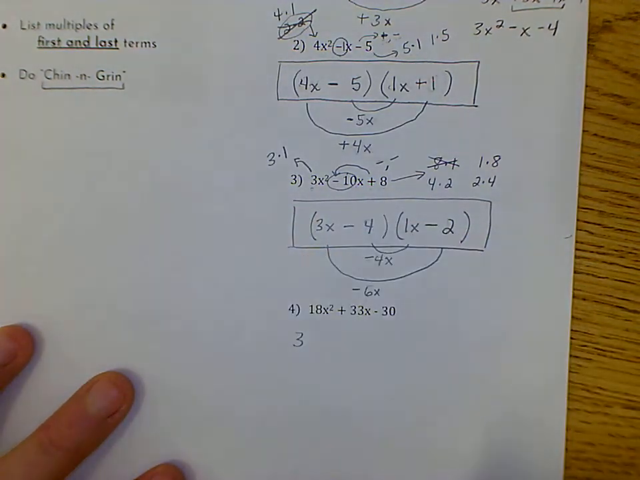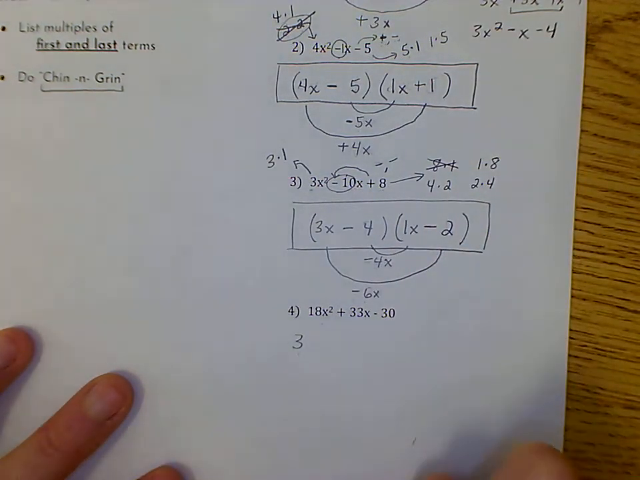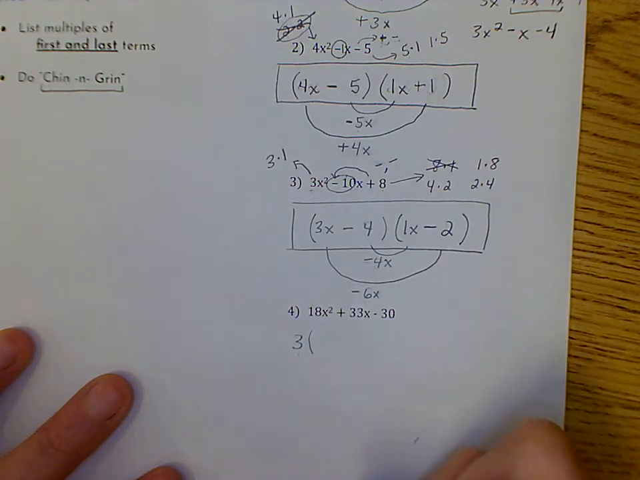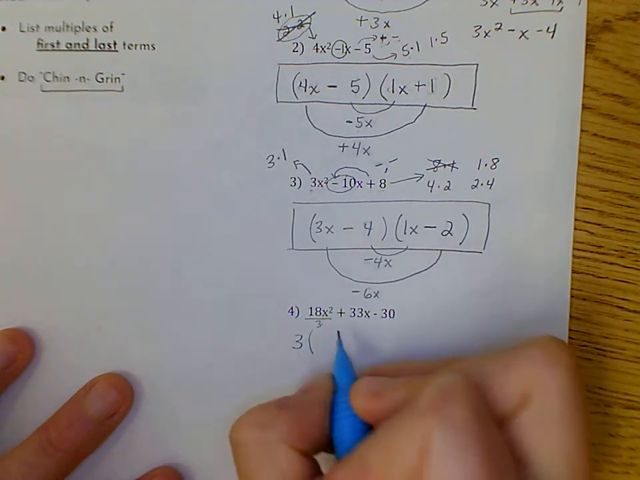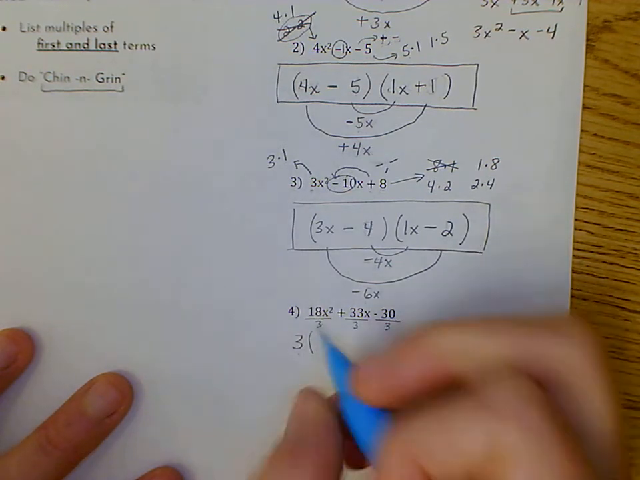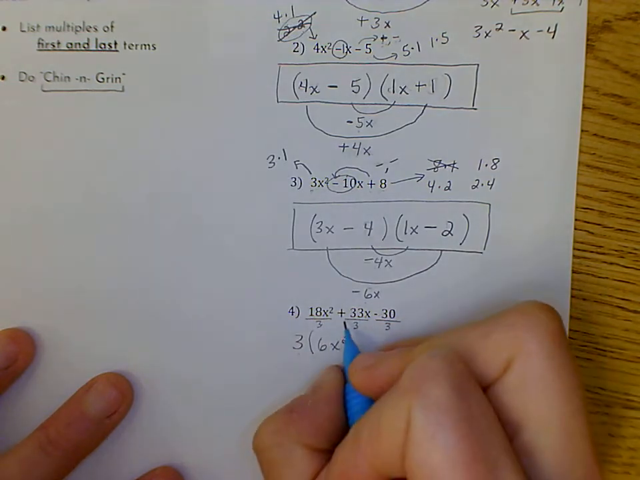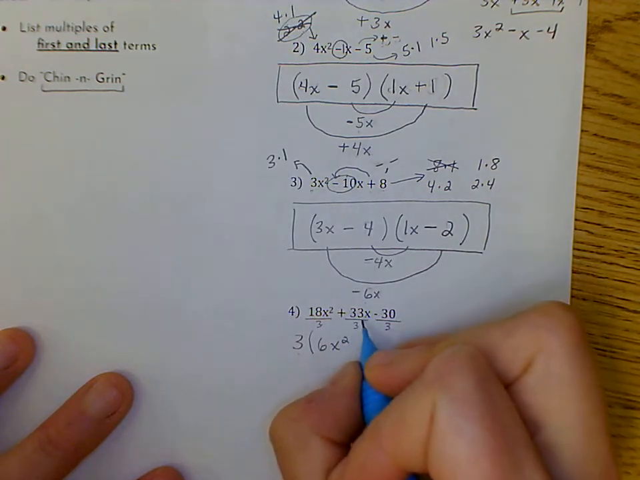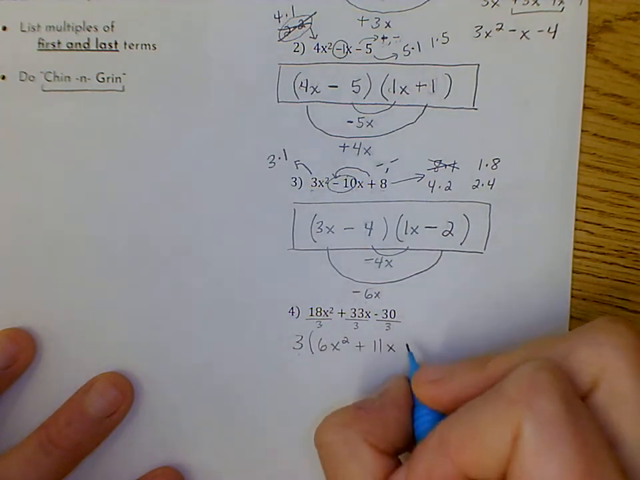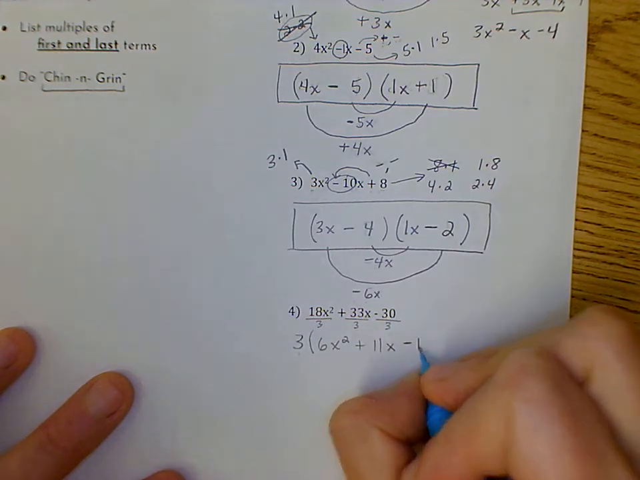And so before I can do anything like I've been doing, I have to factor out that GCF. To factor it out, remember, you write it outside of parentheses, and then you take each one of those terms and you divide by that. So 18 over 3 ends up being 6x squared. And then the 33x over 3 gives me plus 11x. And then negative 30 over 3 ends up being negative 10.